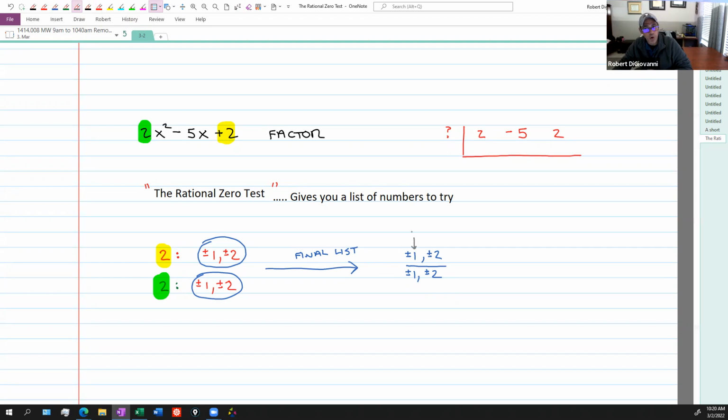Okay, start with 1 and let's do ±1 over ±1. What would happen if you take ±1 and divide it by ±1? What would you get? ±1, right? Depending on how you do it, you're going to get ±1. Now do the same number, ±1, but now over the 2. So what's ±1 over ±2? Well, that would be ±1/2.